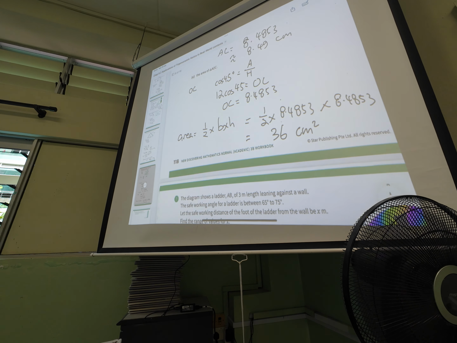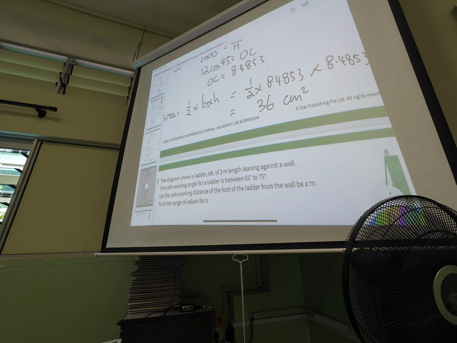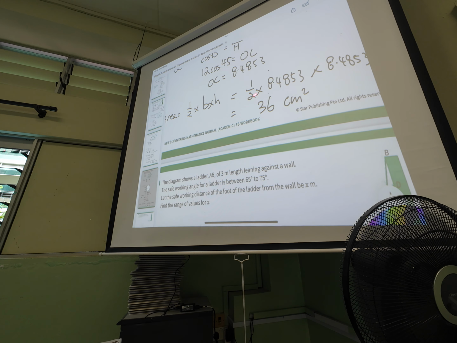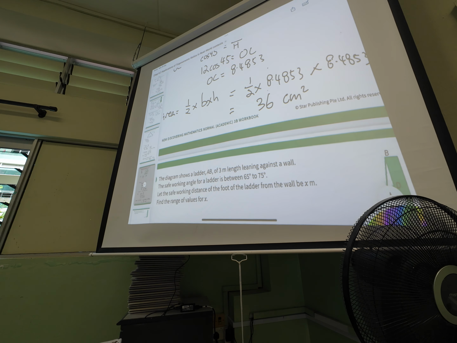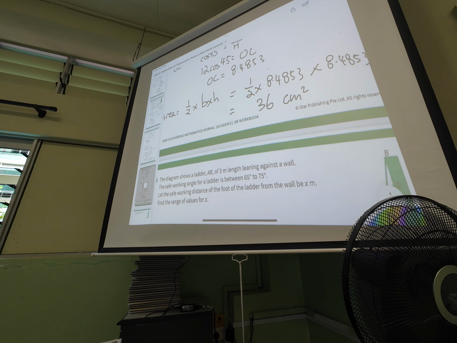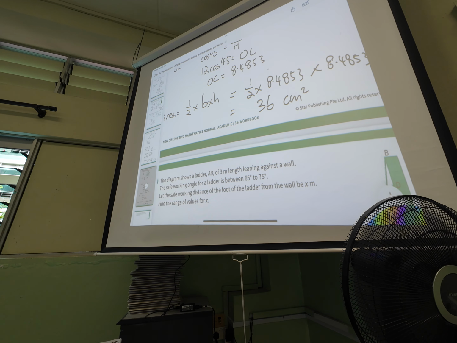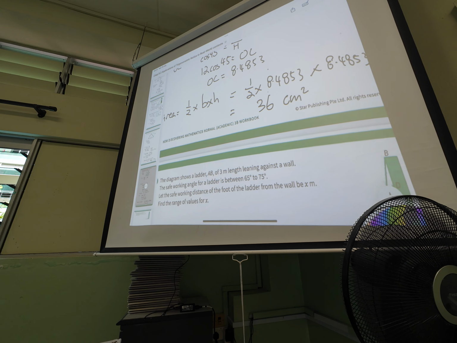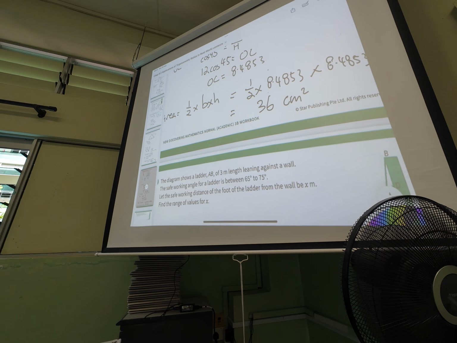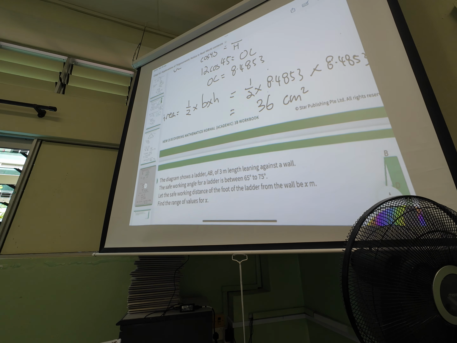Okay? If you use the most exact answer from your calculator, you should get back 36, the whole number. Compared to if I round off, I use 0.5 times 8.49 squared, my answer will be 36.04. So 36 is the most exact answer in this case. 36.0, you will get full marks also.